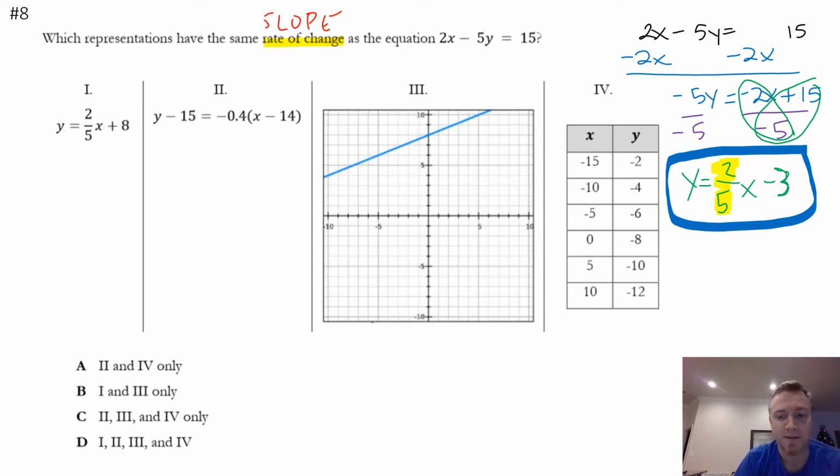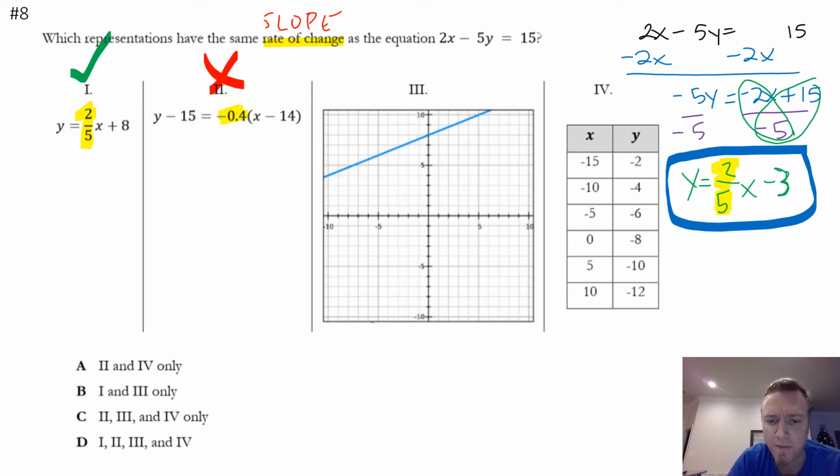So if I look at my four representations, the first representation is written in y equals mx plus b, and my m value is 2/5, which is the same, so those slopes would be the same. Roman numeral 2 is an equation written in point slope form, and remember, in point slope form, the m value is in front of your x minus x1, and that's a -0.4, or as a fraction would be -2/5, which is not the same as what we found. We found a positive 2/5.